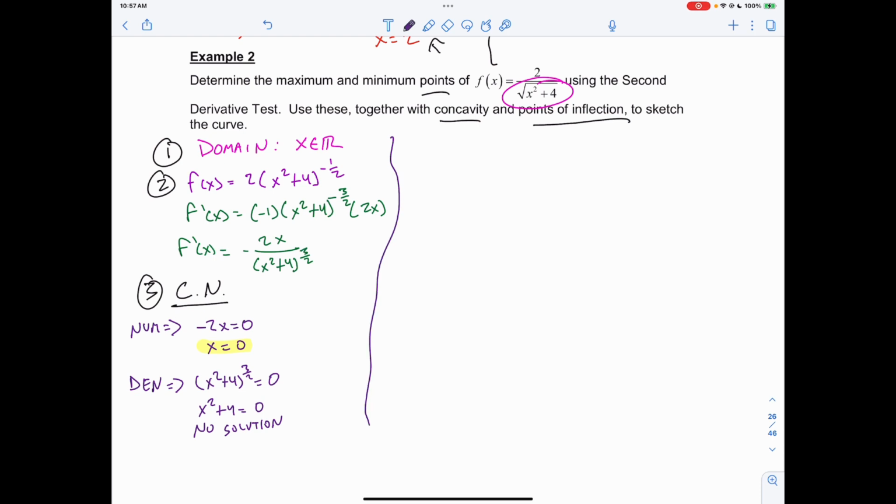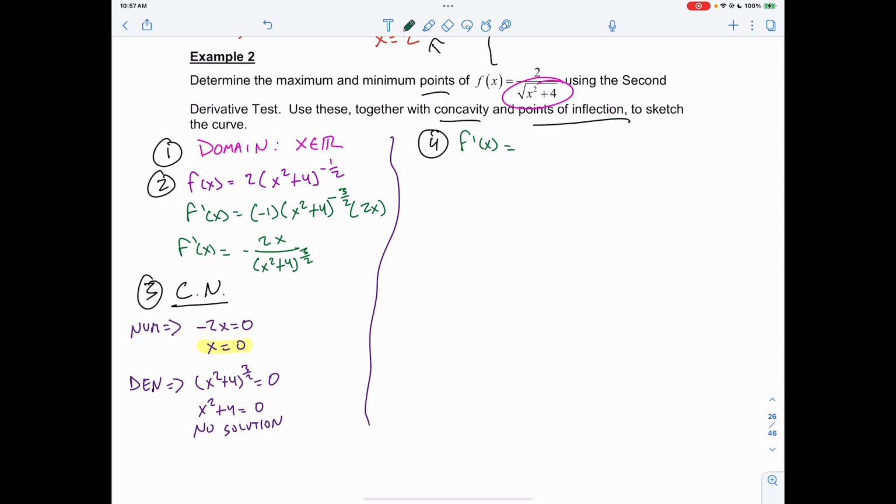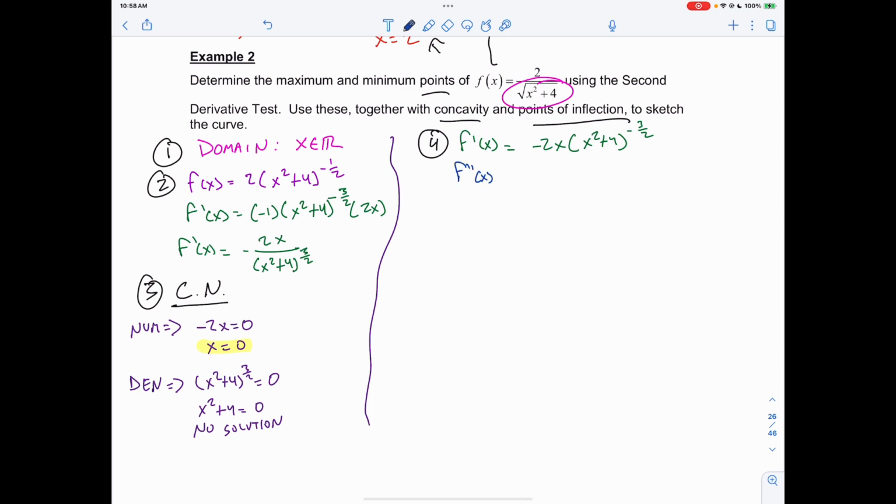All right, now we have to go and do our second derivative. So if our first derivative, f prime of x, is equal to -2x and x squared plus 4 to the power of -3/2, then we're going to say that our second derivative is going to equal -2x, and then the derivative of this using the chain rule, -3/2, x squared plus 4, now to the power of -5/2 times 2x, plus the second term, x squared plus 4 to the power of -3/2, and the derivative of -2x is just -2.